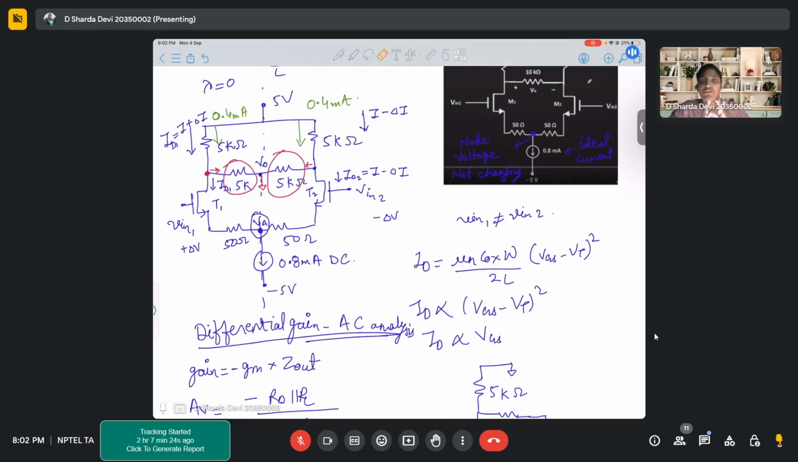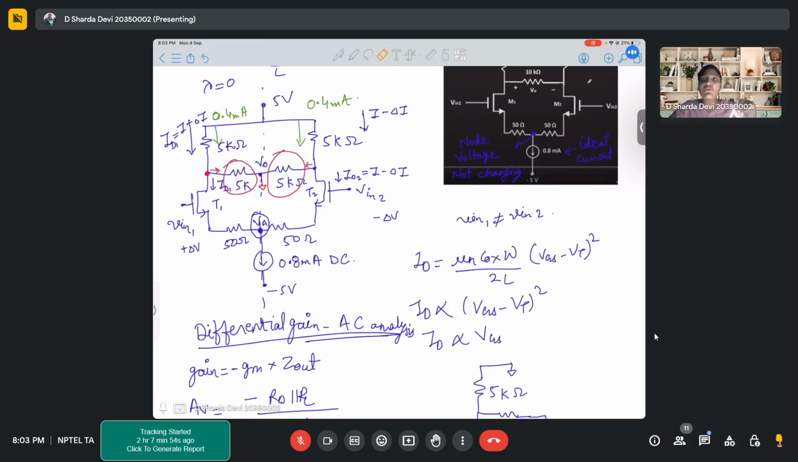See, first of all, you will bias your circuit. When I say differential input or common mode input, we are mostly talking about AC inputs or signals that you provide. But before that, your circuit is already biased, right? As I said, this 0.8 milliamperes is a DC current, which you are actually getting from your biasing. So biasing is already fixed. Your gate voltages are at certain fixed voltage.